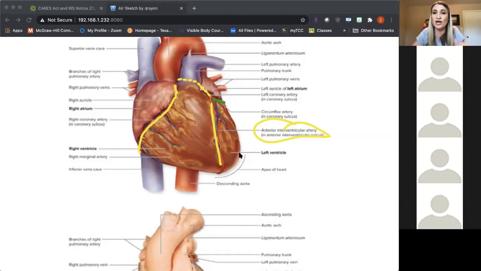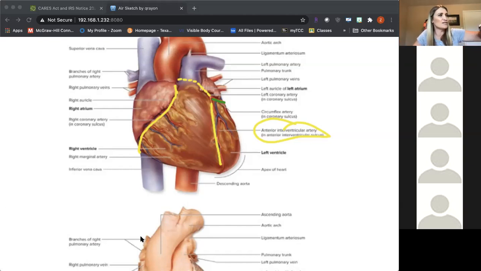Arteries are easy to remember with the sulci because they have the same name as the sulcus. Even with the coronary sulcus, except for the circumflex one, the left and right coronary arteries are in the coronary sulcus, right? So the anterior interventricular sulcus has the anterior interventricular artery.